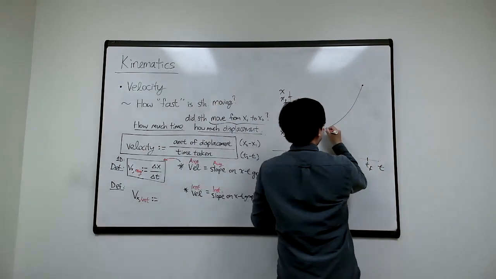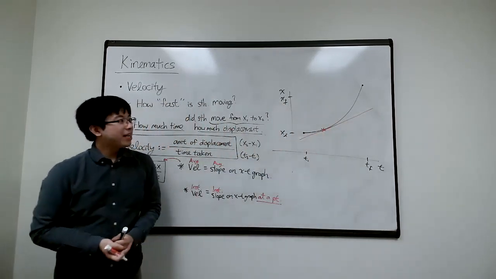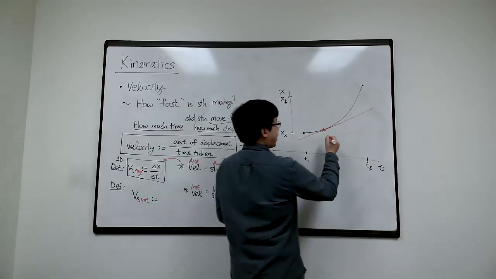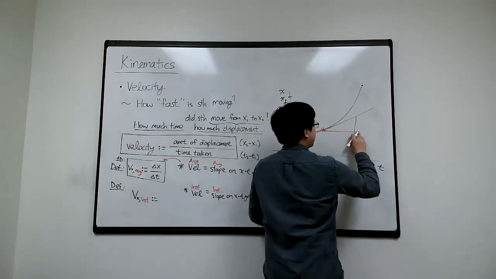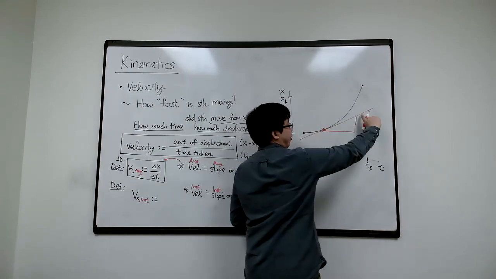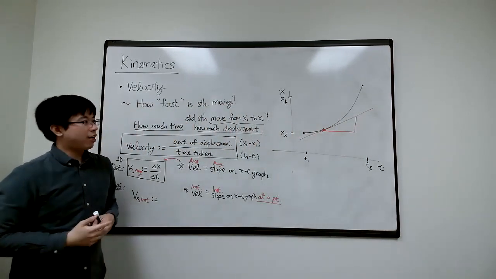So what you need is to take out a ruler and draw a tangent like this. So that tangent over here, right? This, right? If you calculate the rise over run over here, that will represent the instantaneous velocity.